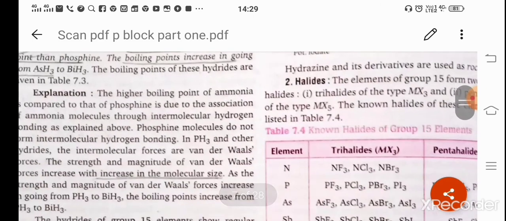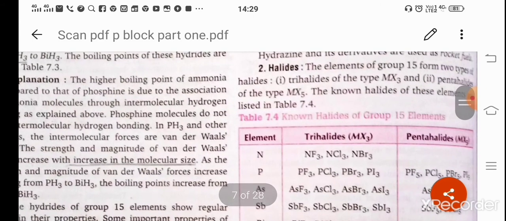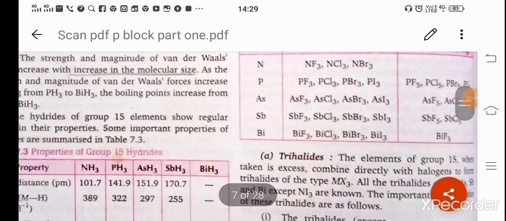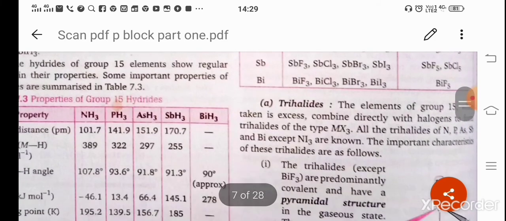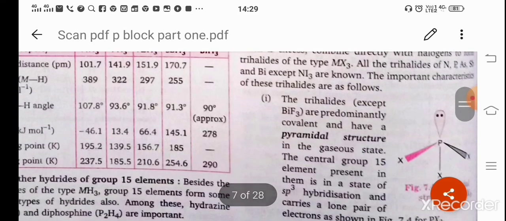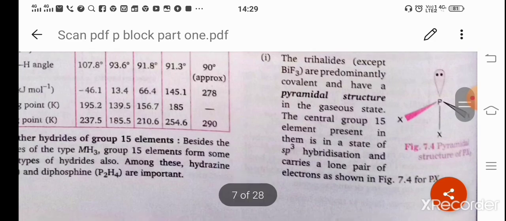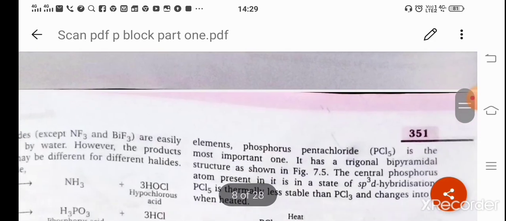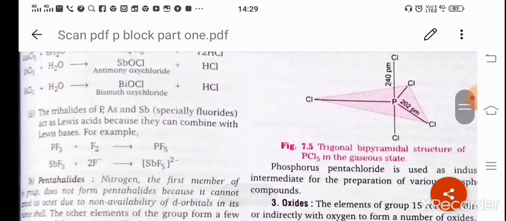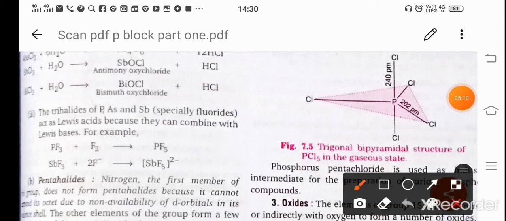Now coming to the halides, group 15 elements are able to form halides in two oxidation states, +3 and +5. MX3 and MX5 are the general formulas of halides. Only nitrogen is able to form trihalides. Nitrogen does not exist in pentahalides. The rest of the pentahalides are stable. The trihalide structure is pyramidal with one lone pair. The bond angle down the group decreases. The pentahalides have a trigonal bipyramidal structure with two axial bonds and three equatorial bonds.